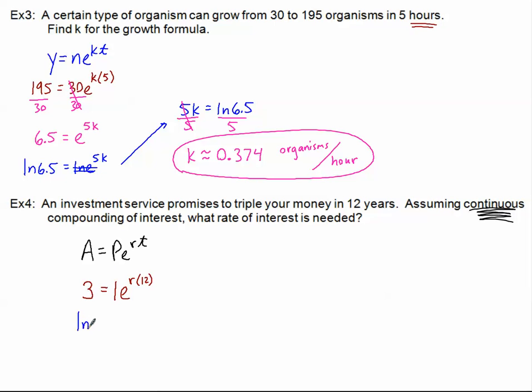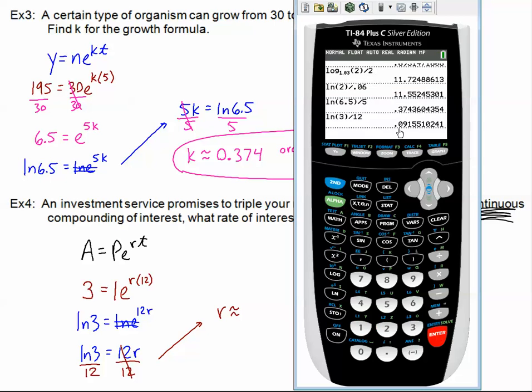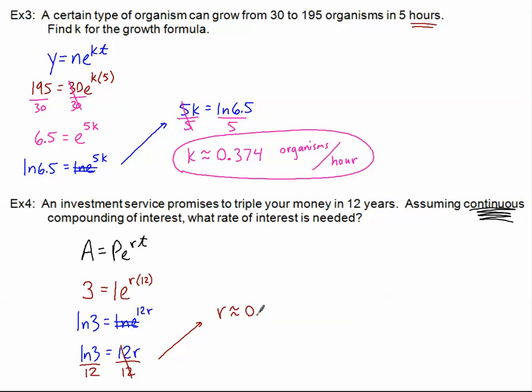So I need to get to this r. I'm going to take the natural log again, since I'm dealing with base e. I'll take the natural log of e to the 12r. The natural log of e basically goes away, and I have the natural log of 3 is equal to 12r. Divide by 12, and I'll have my answer. r is going to be approximately the natural log of 3 divided by 12. So that is going to be, there it is, 0.092. That's what r is.